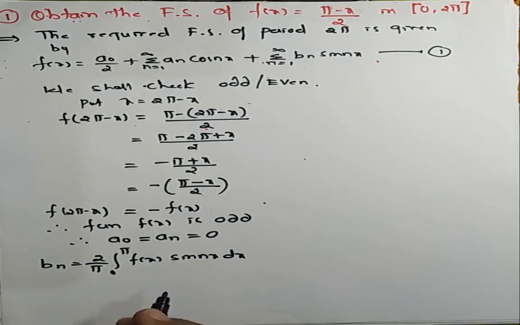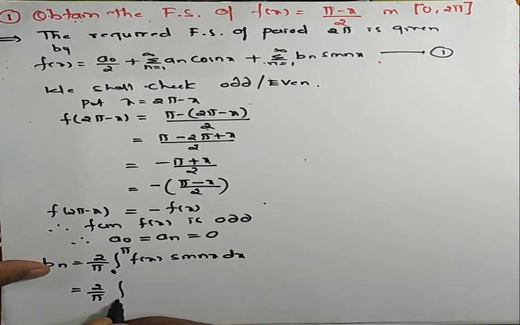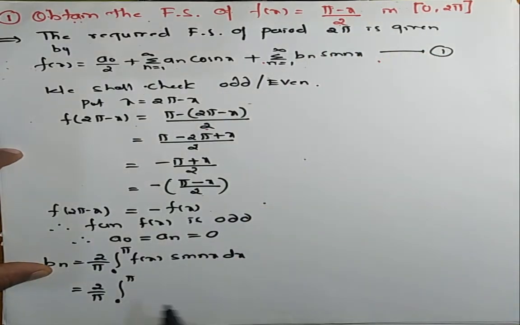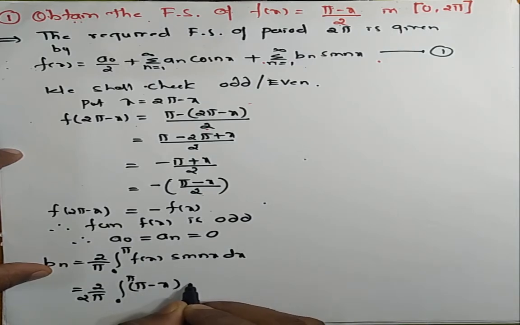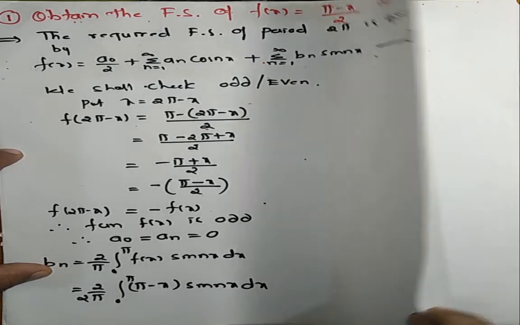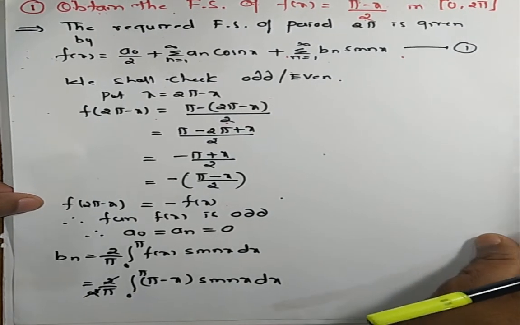Now substitute the value for bn, that is 2 divided by pi as it is, integration 0 to pi, f of x is (pi minus x) divided by 2. So (pi minus x) divided by 2, I will take outside, into sine nx with respect to dx. Now further we will go like this. See here, 2 gets cancelled, 2 gets cancelled, 1 by pi remains.